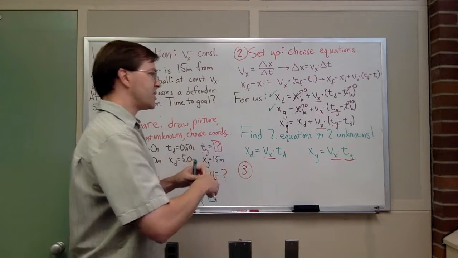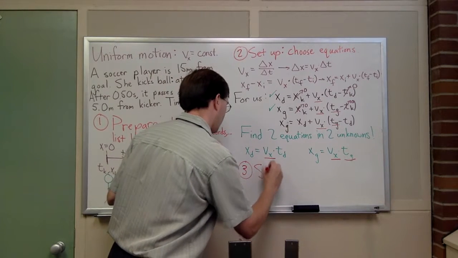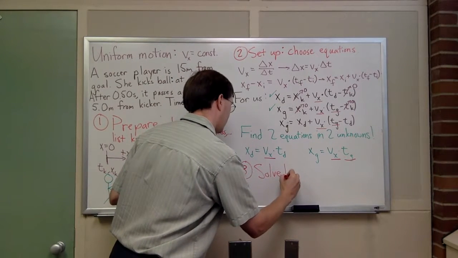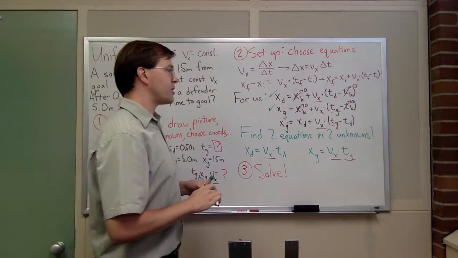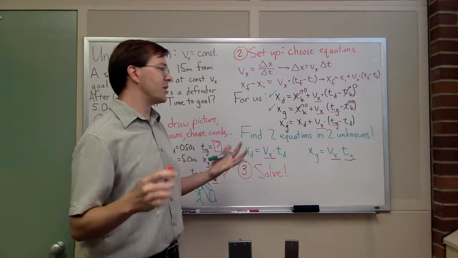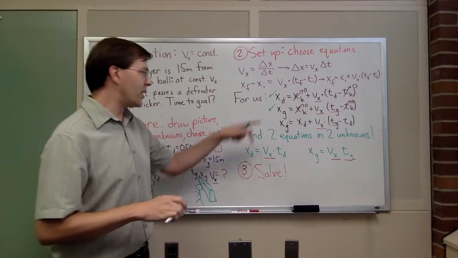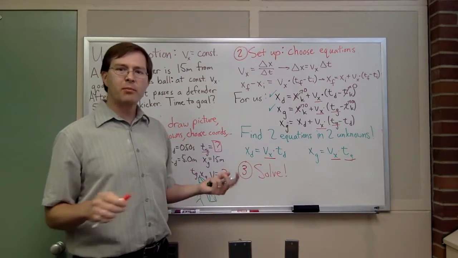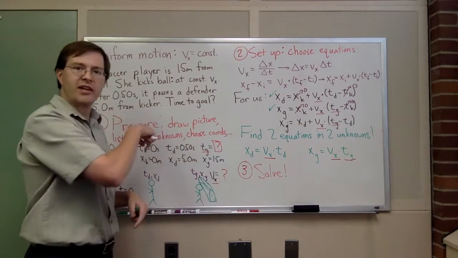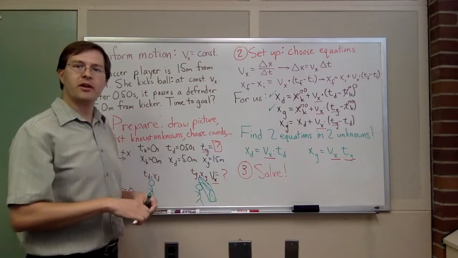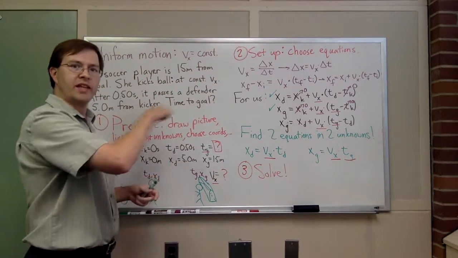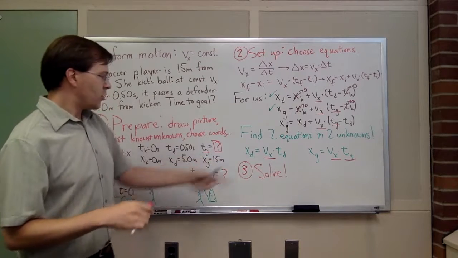Step 3 is the solve step. Step 3 is always solve the equations, and I guess I don't really need to do this. I like underlining the unknowns. Some people like putting a little list of unknowns on the side of their paper and checking them off as they figure them out, or writing down the answers as they figure them out. For us, we're just going to solve.